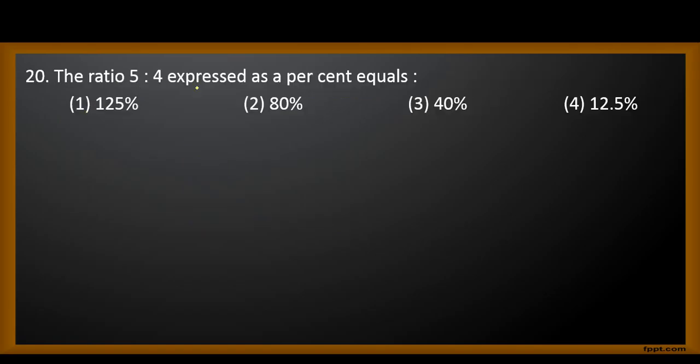The ratio of 5:4 expressed as a percent is equivalent to, simple: if a ratio A by B is given and you want to express it as a percentage, simply multiply it with 100. Now here what is the ratio given? 5 by 4. So 5 by 4 into 100, which is equivalent to 4 ones are 4, 25s, 5 into 25, which equals 125. So the answer is option 1.